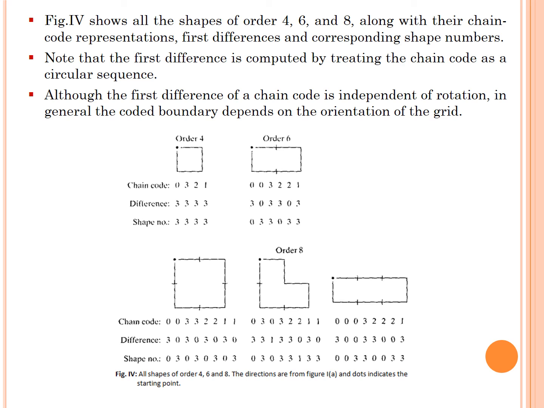Figure 4 shows all shapes of order 4, 6 and 8, along with their chain code representations, first differences and corresponding shape numbers. Note that the first difference is computed by treating the chain code as a circular sequence. Although the first difference of a chain code is independent of rotation, in general, the coded boundary depends on the orientation of the grid. Here in figure 4, all shapes of order 4, 6 and 8. The directions are from figure 1a and dots indicate the starting point.